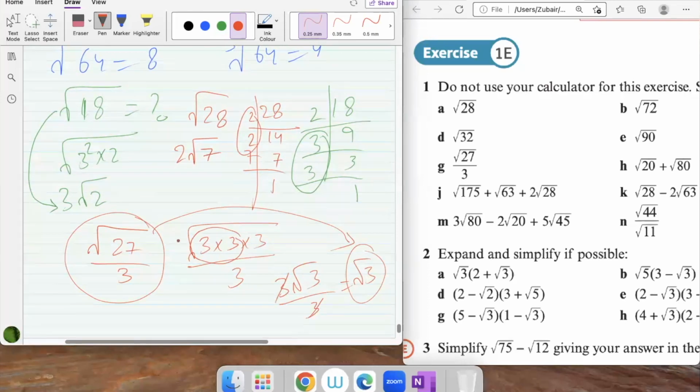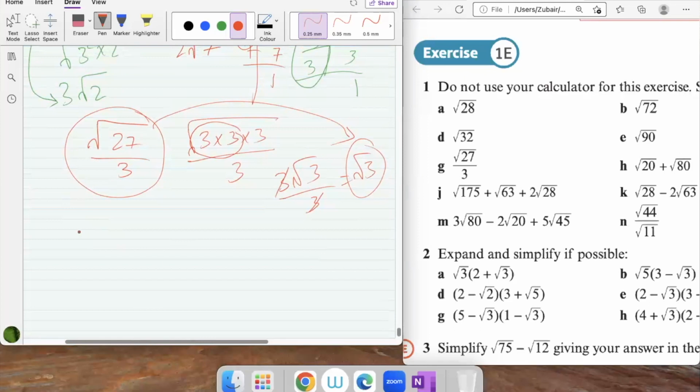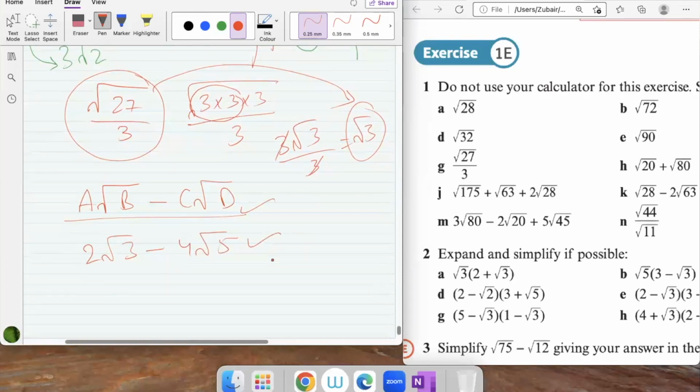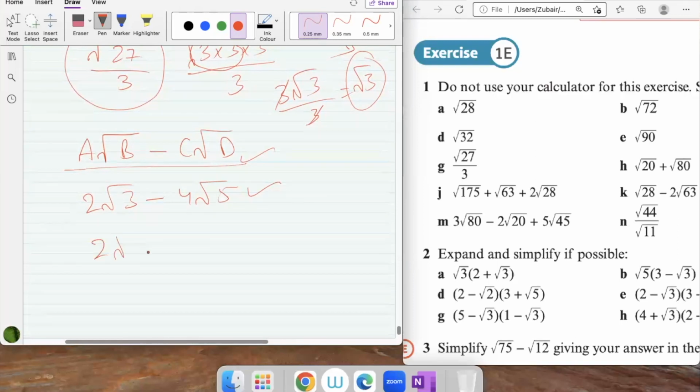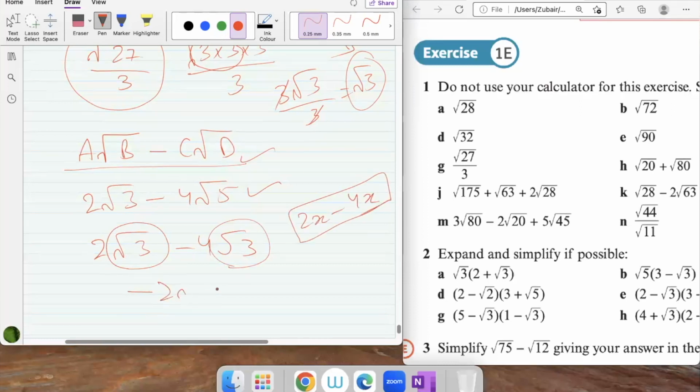Other rules are of multiplication of surds and addition and subtraction of surds. This is the simple rule. A square root B minus C square root D: these are all different. It stays as it is. For example, you have 2 under root 3 minus 4 under root 5. This stays as it is. But if you had 2 square root 3 minus 4 square root 3, now the surds are same. This is exactly 2x minus 4x. We handle it exactly in this way. So this becomes negative 2 square root 3.